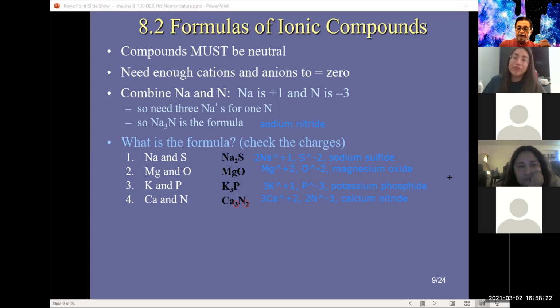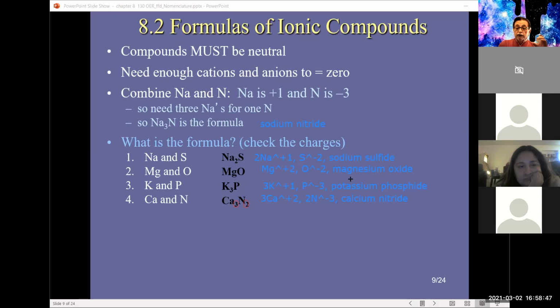Now, notice the names so far that I've been doing. Sodium sulfide, magnesium oxide, even calcium nitride. Straightforward names. I did not say tricalcium dinitride, okay? Nor did I say tripotassium phosphide or disodium sulfide. I didn't say that, okay? Because ionic compounds do not use prefixes.